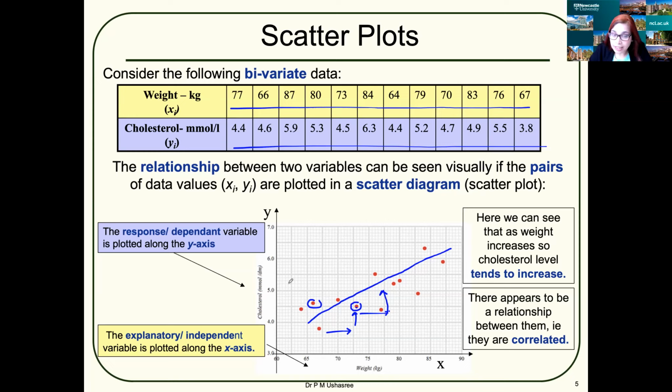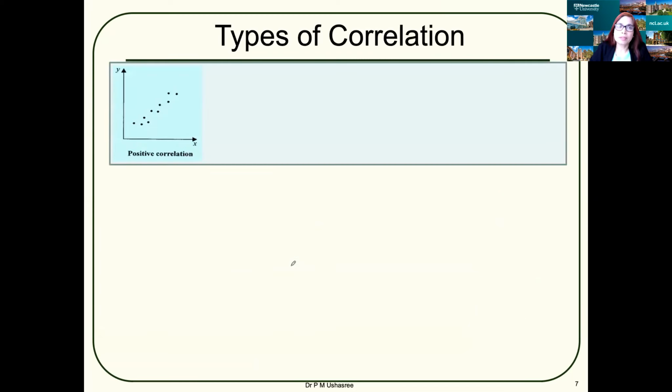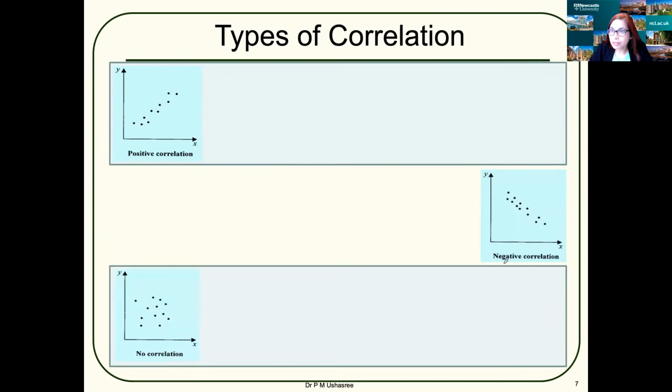That is, there is a relationship between the two variables. Now let's see what are the different types of correlation. Okay, so now we have three types of correlation: positive correlation, negative correlation, and no correlation.